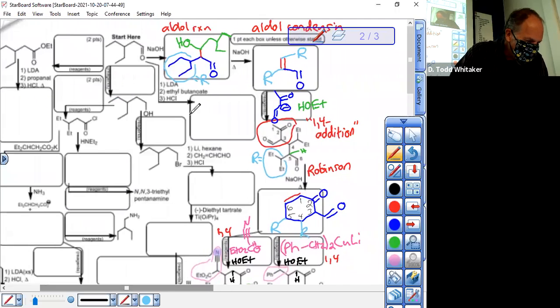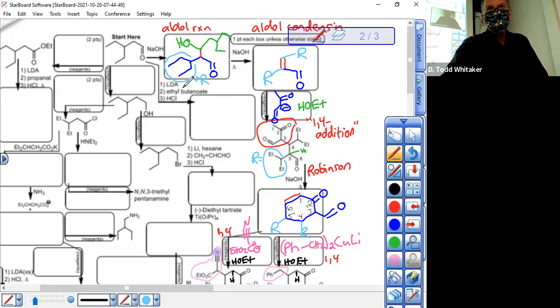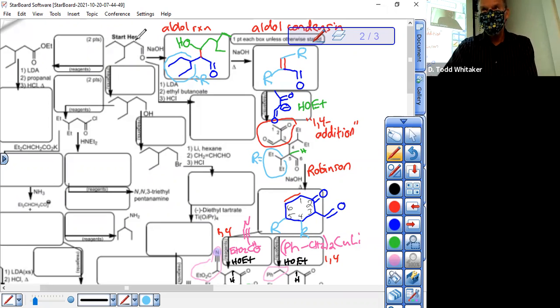Now, when you guys see LDA, you got to think, oh, it grabs alpha H. Is that all? That's all LDA does? If you have a choice of different alpha H's, LDA likes the least hindered one. That's the 2 things you need to know about LDA. In this one, straightforward. There's only one set of alpha H's right here. This is a directed something reaction. If you're attacking an aldehyde in the next step, it's a directed aldol. If you're attacking a ketone in the next step, it's also a directed aldol.